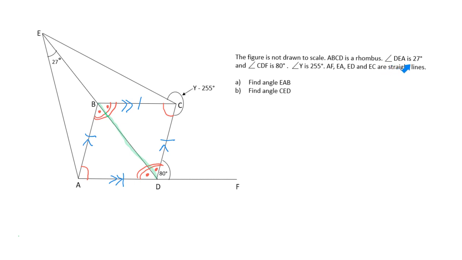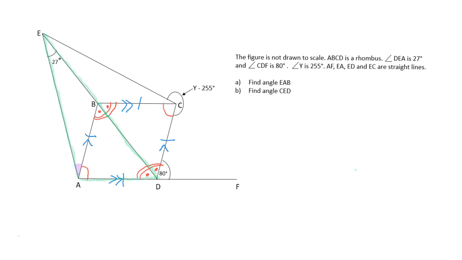It says DEA is 27 degrees. That is this angle. And CDF is 80 degrees. And angle Y is equal to 255 degrees. We are told that AF, EA, ED, and EC are straight lines. So first we need to find angle EAB, which I have highlighted here in purple.